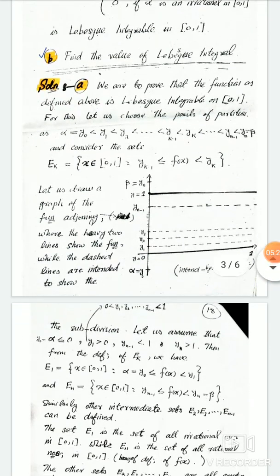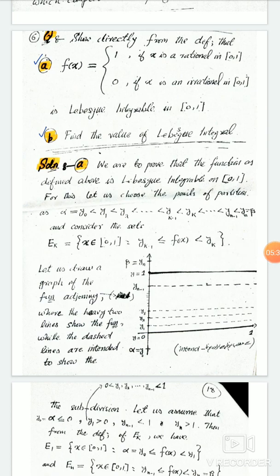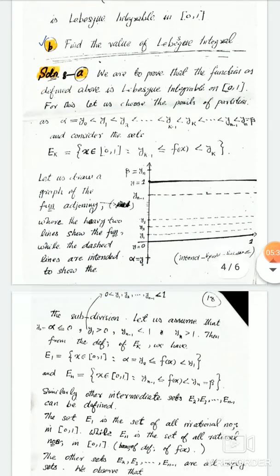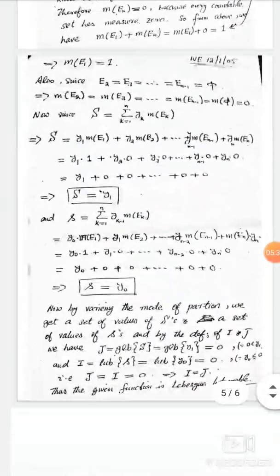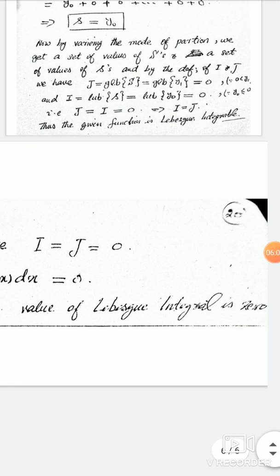Now part A is not necessary to prove, but we still remember that the function as defined above is Lebesgue integrable. We only consider part B, which is to find the value of the Lebesgue integral. Since the given function is Lebesgue integrable, I is equal to J, and from part A, I is equal to J is equal to 0. So the integration of the Lebesgue integrable function from 0 to 1 of f(x) dx is equal to 0, because I is equal to J is equal to 0. Thus the value of the Lebesgue integral is 0.